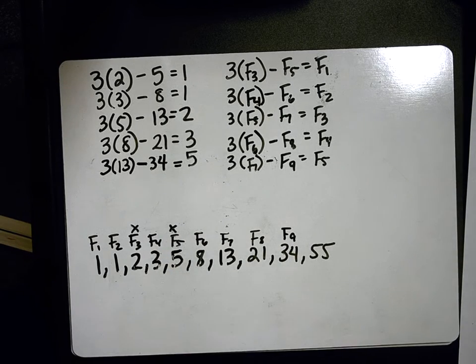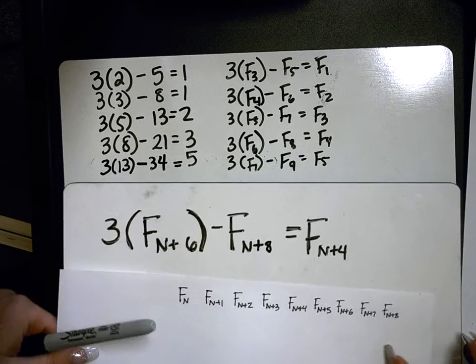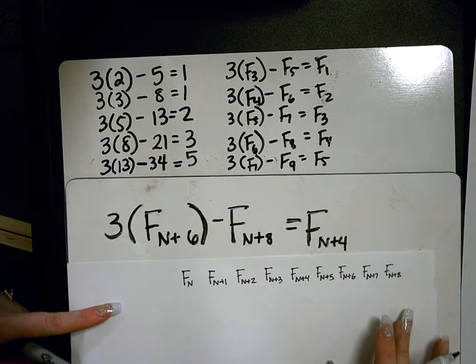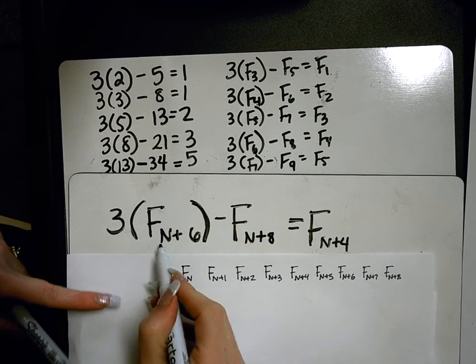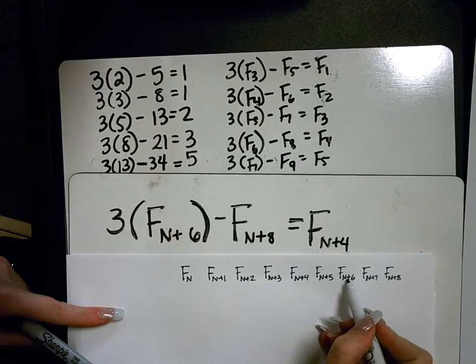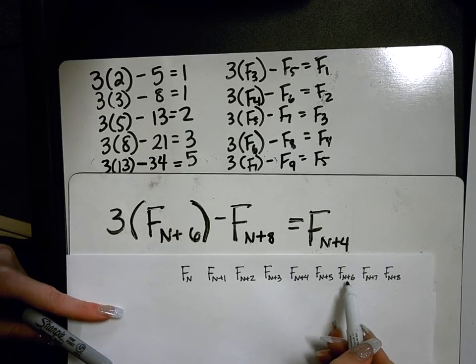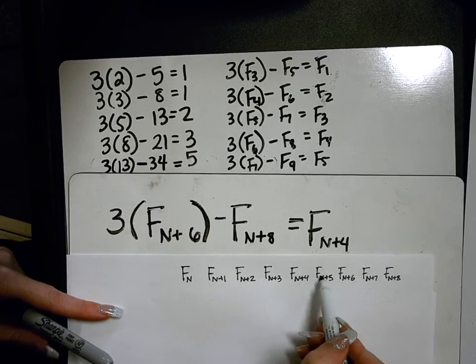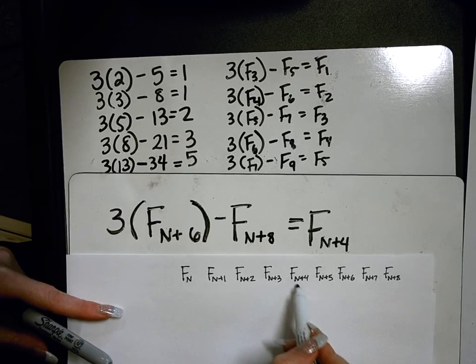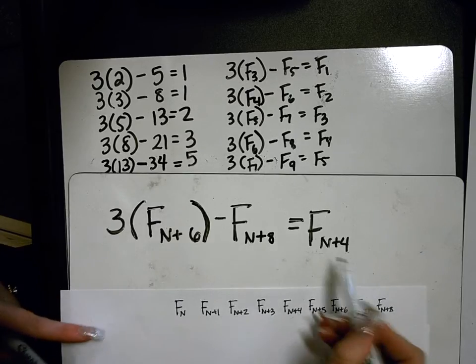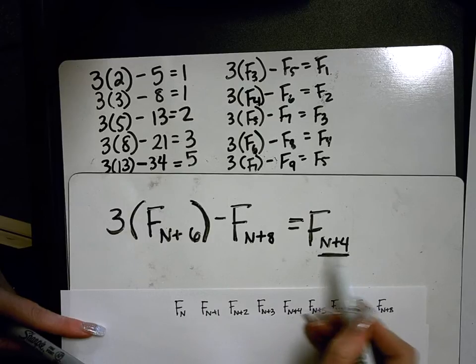So the same should be true with our generic equation. If we have F sub n plus 6, which would be right here, F sub n plus 4 should be two terms before F sub n plus 6. And if we look, 1, 2, yes, we get F sub n plus 4, so we know that the generic symbolic notation here is correct.